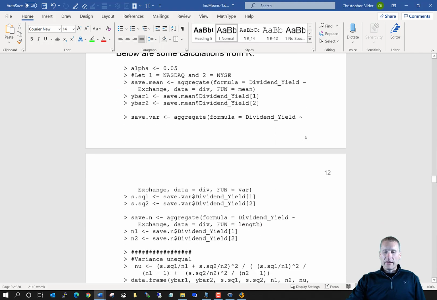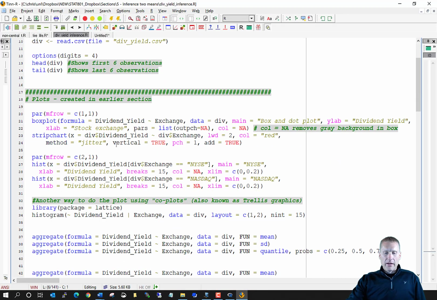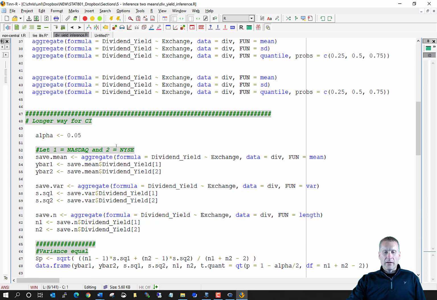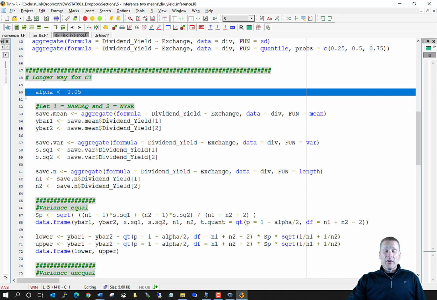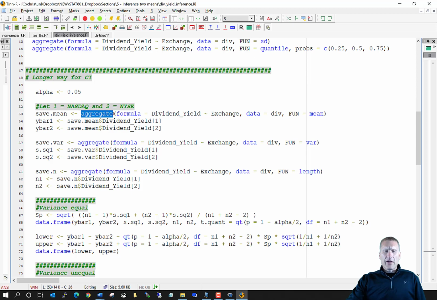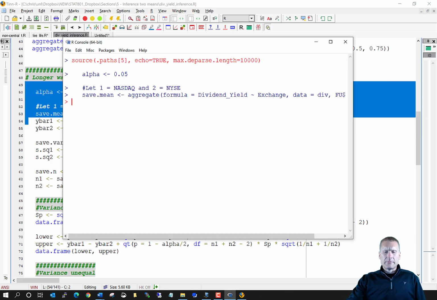So let me go on over here to R first, and let's do some further calculations. I'm finding a 95% interval, so we're going to set alpha to be 0.05. Then I'm going to take the results from aggregate and put that into an object called sample.mean. Let's take a look at what's inside of sample.mean.